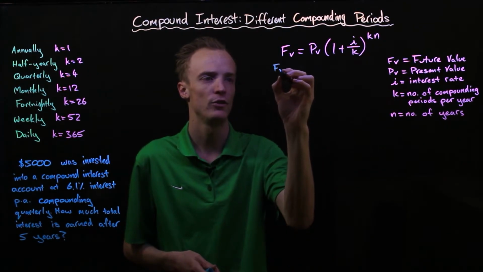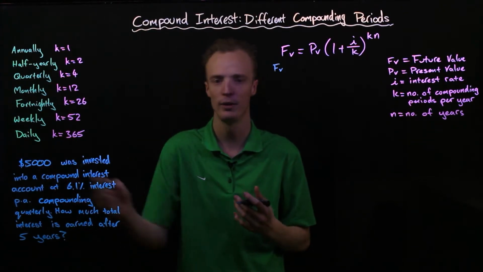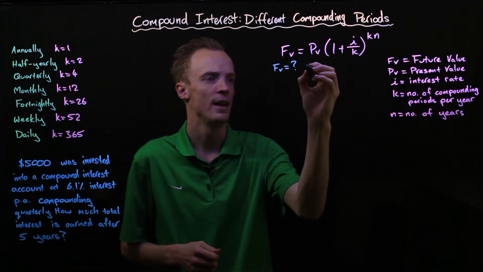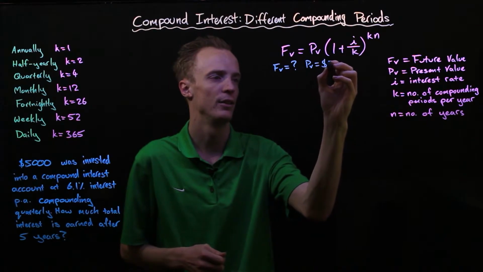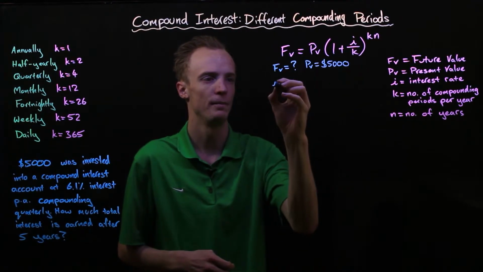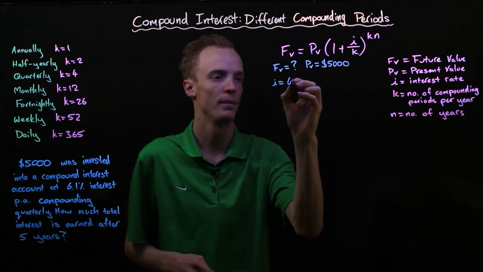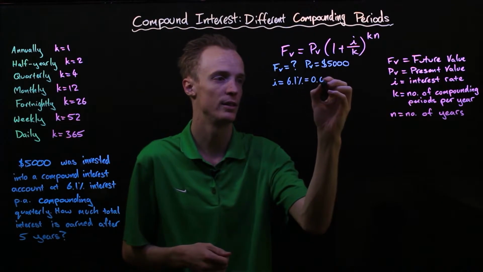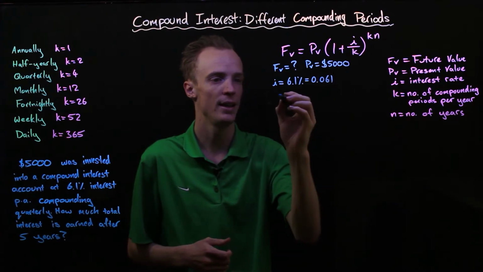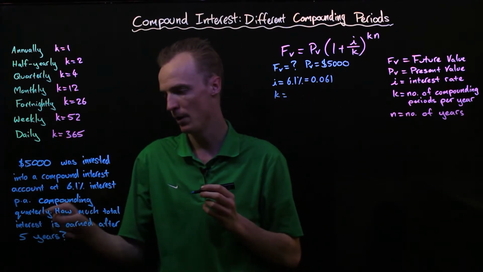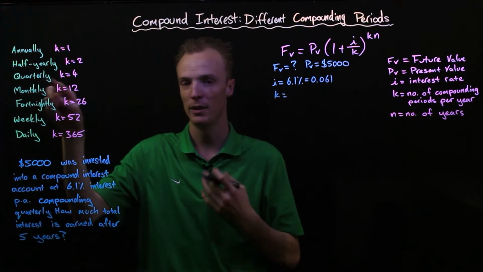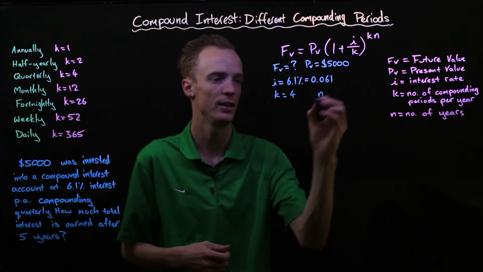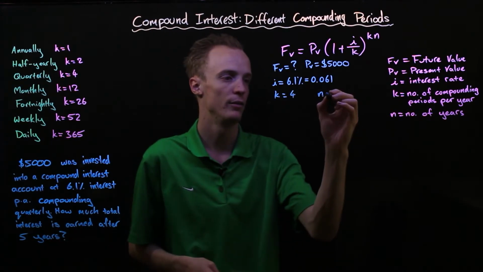So in this case, our future value we don't currently have. We do have our present value, but we don't know what our future value is. So that is a question mark. Our present value though is that $5,000. Our interest rate is 6.1%, but we need to represent that when we're using it in this formula as a decimal, so that's 0.061. Our K value, well, we found that it was compounding quarterly, and if we look at our quarterly, it's going to compound 4 times per year, so our K value is 4. And our N value is the number of years, and we're investing it over 5 years.